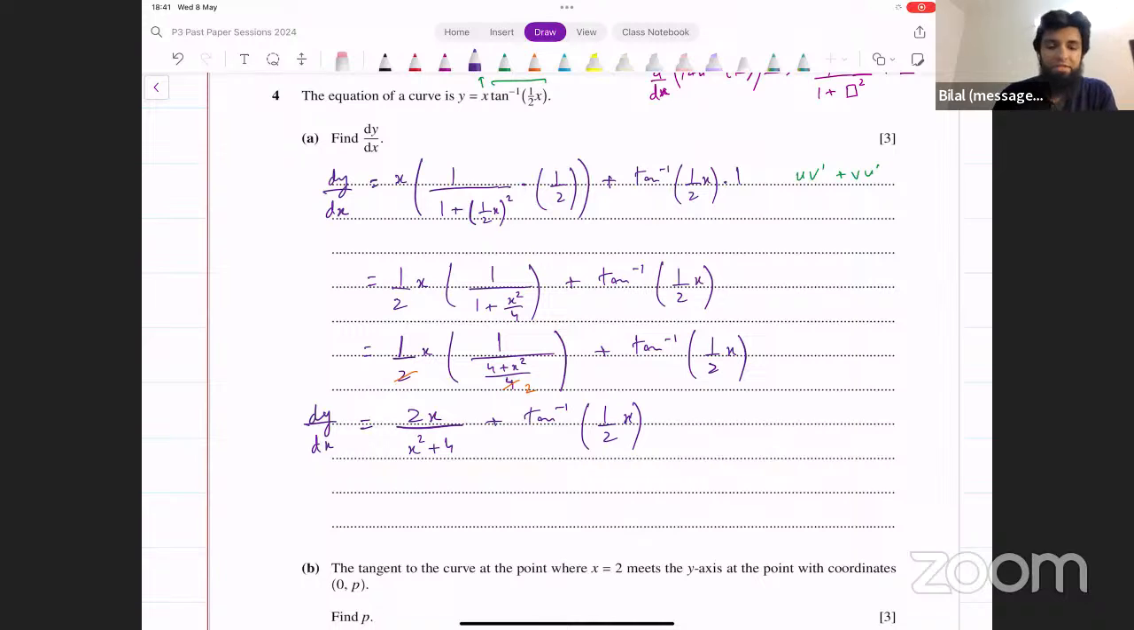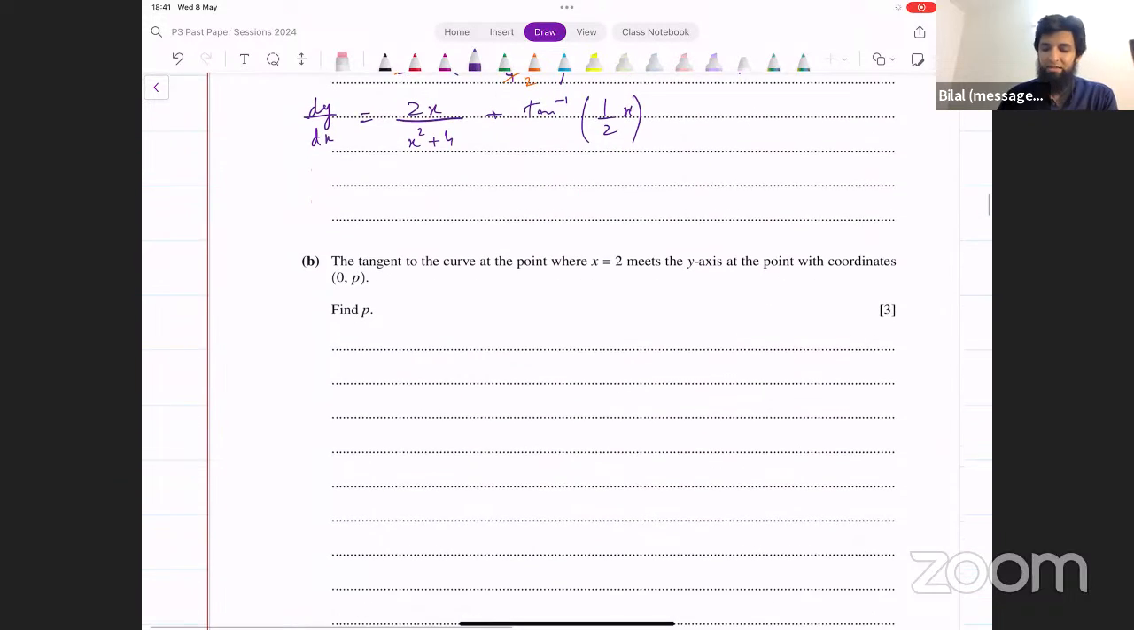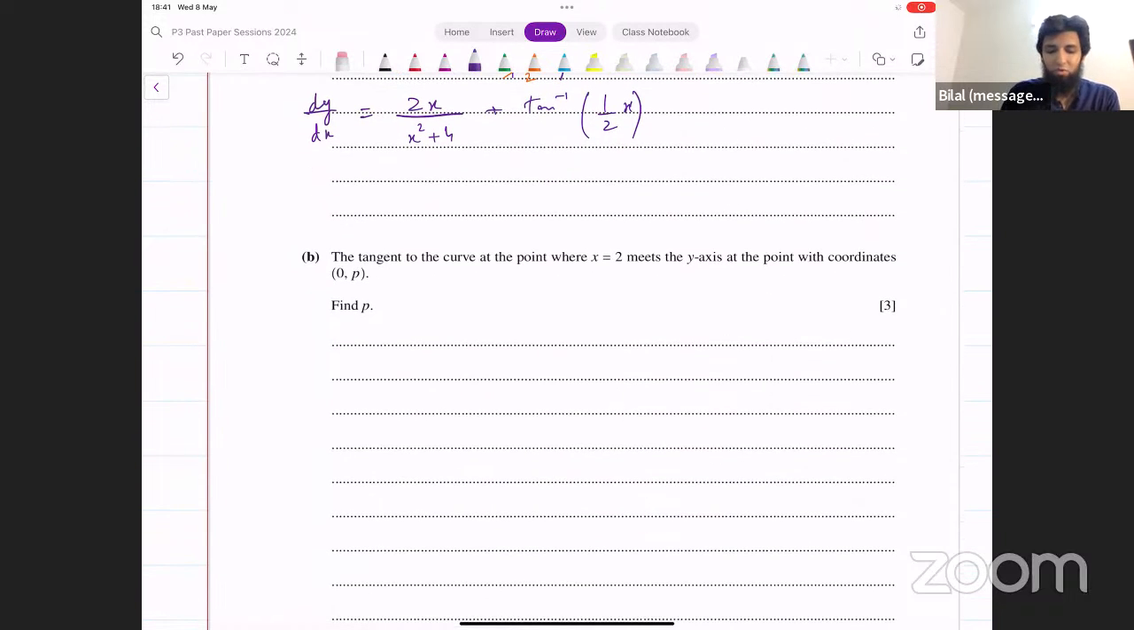Okay. Now it says the tangent to the curve at the point where x equals 2 meets the y-axis at the point with these coordinates. Find the value of p. So basically, you have to find the y-intercept of the tangent to the curve at that point. How do you find the equation of a tangent? For finding the y-intercept, we need the equation of the tangent first of all. We need 2 things for that: a point and the gradient of that tangent.